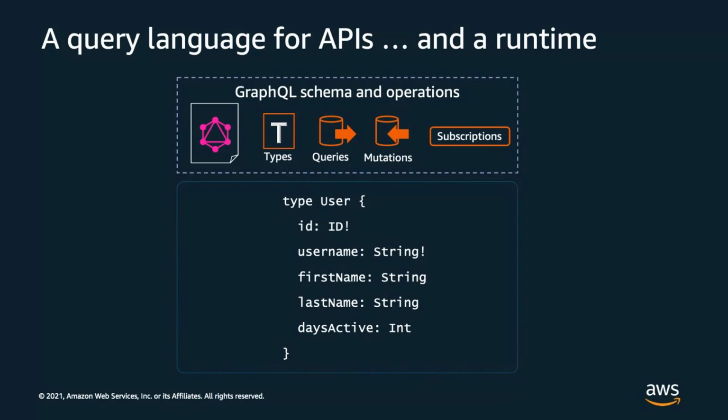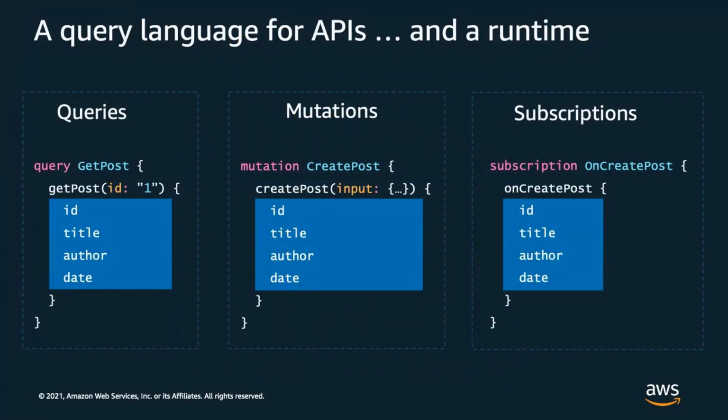You can also define operations for your GraphQL API. So we have three types of GraphQL operations. We have queries that you can use to read data. We have mutations that you can use to modify or write data. And we have subscriptions. Subscriptions are linked to mutations and allows you to send real-time notifications to subscribed clients whenever data is changed by a mutation.